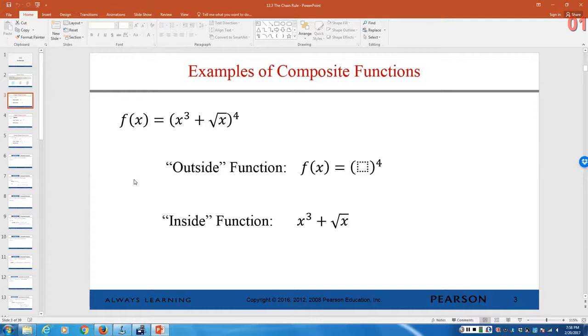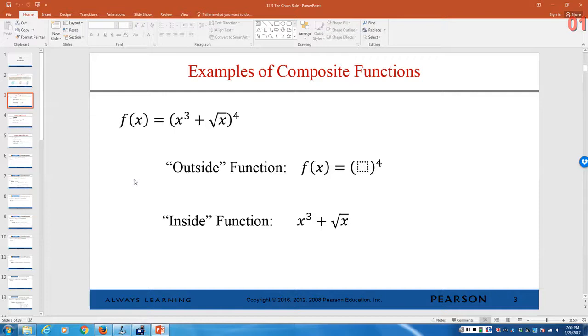The outside function here is the fourth power function. It's what's outside the parentheses. If you've got something in parentheses with a power outside of it, the power outside of it is almost always the outside function, what I think of as the outside function. And the inside function is whatever's inside the parentheses.